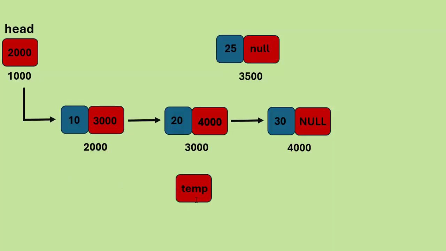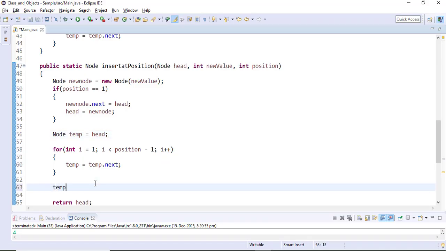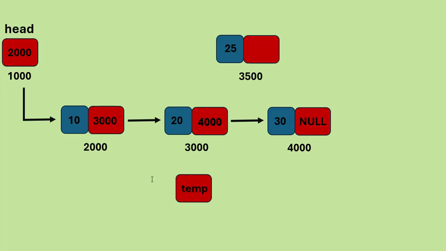After reaching the second position, what I have to do? In the new node's address part, I have to store temp dot next because this node should point to this node. This node's address is 4000. This is pointed by temp dot next. So what I'll give? New node dot next is equal to temp dot next. So this 4000 will be taken and stored.